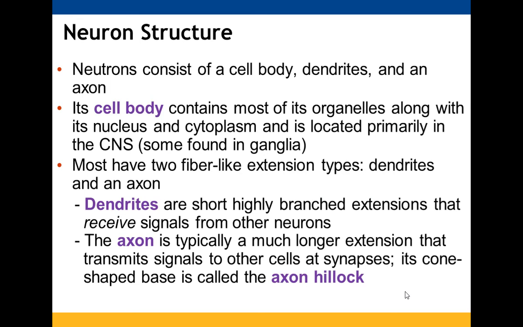Neuron structure. Neurons have cell bodies, dendrites, and axons. The cell body, again, has your organelles primarily, along with nucleus and cytoplasm. It's found pretty much in the CNS. There are some that are found in ganglia, and then they have two extension-like objects, dendrites and axons. Dendrites are the ones that receive signals from other neurons. The axon, again, is a much longer extension, and it's going to transmit signals. So dendrites receive them, axons transmit them. And its cone-shaped base is known as the axon hillock.